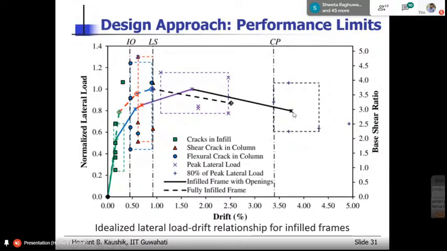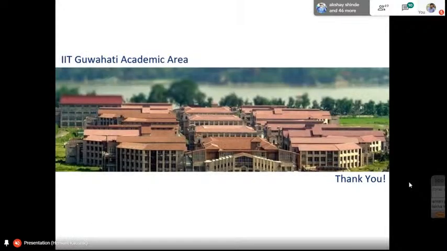So depending on these, he defined the design drift values for these three performance criteria. So these are the values: about 0.45%, about 0.9%, and about 3.4%. Okay, so this is what is required in the performance-based design of structures. That can be followed later. So that is all from me.